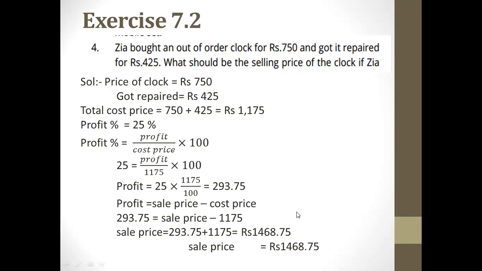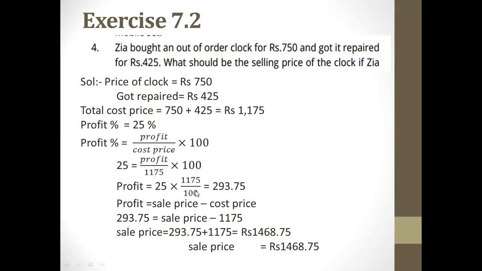Again, I'm going to repeat. Zia bought an out of order clock. Its price is 750 rupees. He got it repaired for 425. So the total price, by adding the price of the clock and the repairing price, is 1175. Profit percent is given as 25%. So the profit percent formula, you know that profit percent is profit divided by cost price multiplied by 100. Profit percent is 25, profit we don't know, cost price is 1175, multiplied by 100.